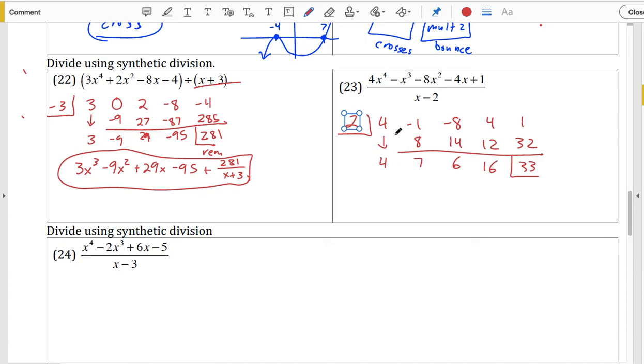All right, again, just a reminder. Remember, this represented the coefficient of the x to the 4th term, so this one has to be an x cubed term. Always one less than what this is. So 4x cubed plus 7x squared plus 6x plus 16 plus our remainder, 33, divided by what we're dividing by, which is x minus 2. And that right there is your final answer.